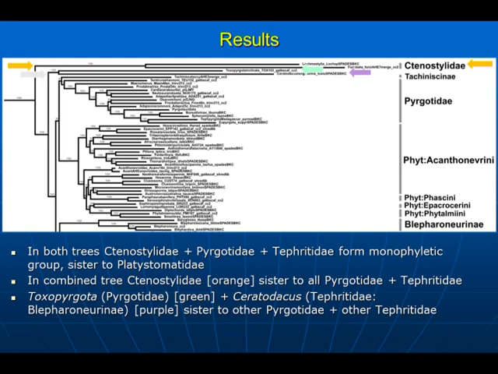In both of the trees, the Tenostylidae, Pyrgodidae, and Tephritidae form a monophyletic group, which is sister to the Platystomatidae. In the combined tree, the Tenostylidae are the sister to all the Pyrgodidae plus the Tephritidae. Toxopyrgoda, which has been placed in the Pyrgodidae, plus Ceratodacus, which has been in the Tephritidae, then form the sister to the rest of the Pyrgodidae plus the remaining Tephritidae.